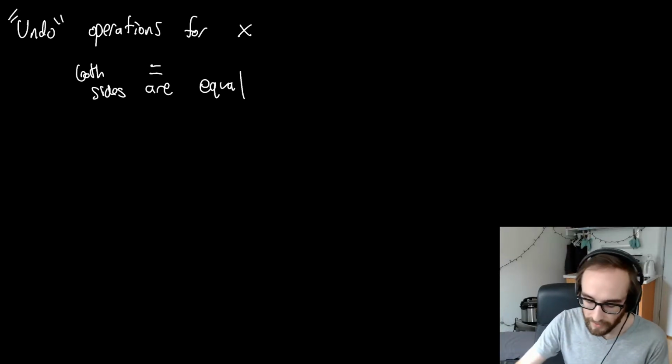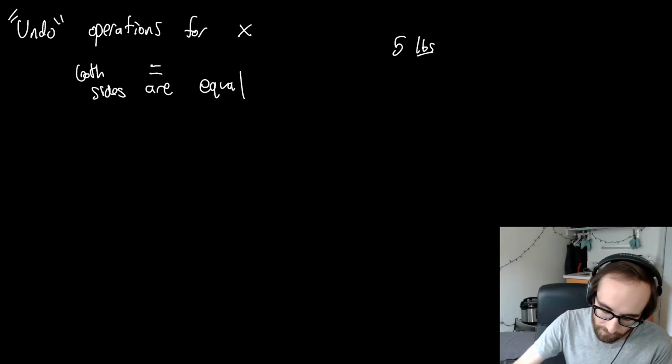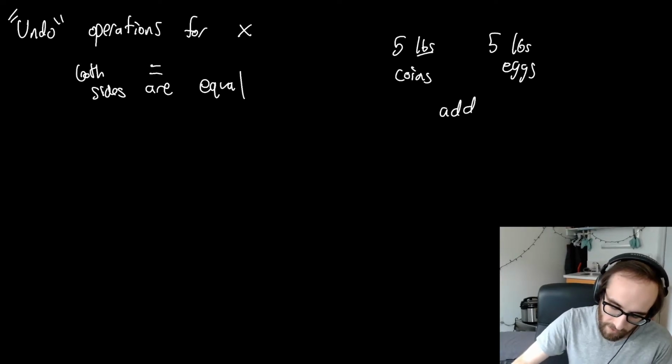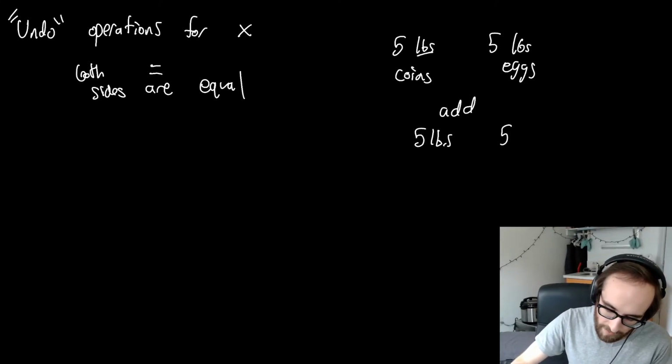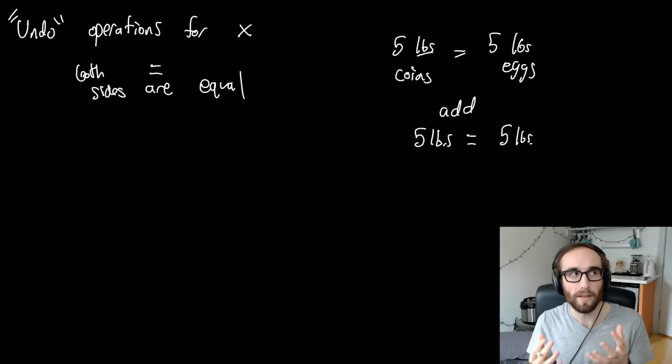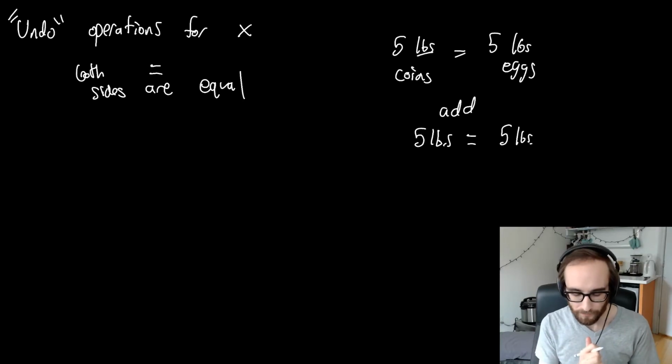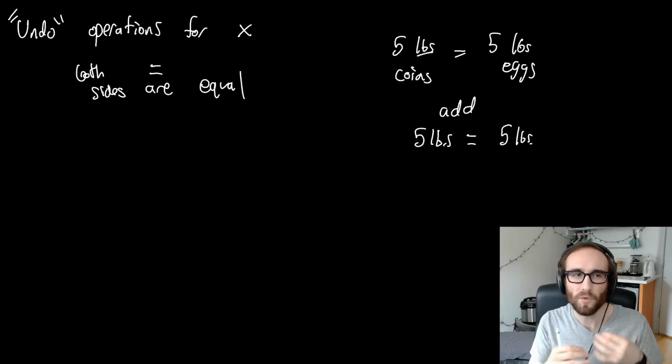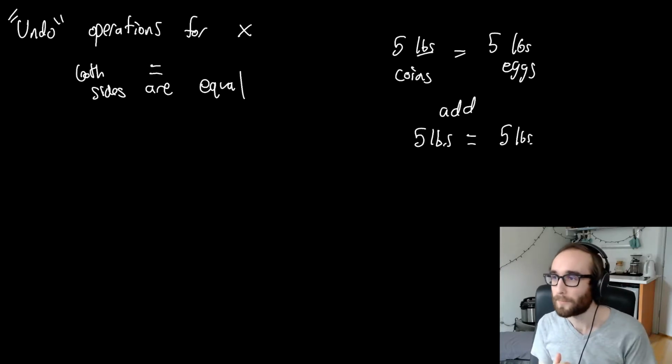If I'm weighing something and I have 5 pounds of coins, for example, and 5 pounds of eggs, if I add 5 pounds to both sides, then the statement remains true. They still weigh the same amount. So we can perform operations. We can add, subtract, multiply, divide, and as long as we do that to both sides, then our equation is true. So we haven't changed anything, and we can work from there.